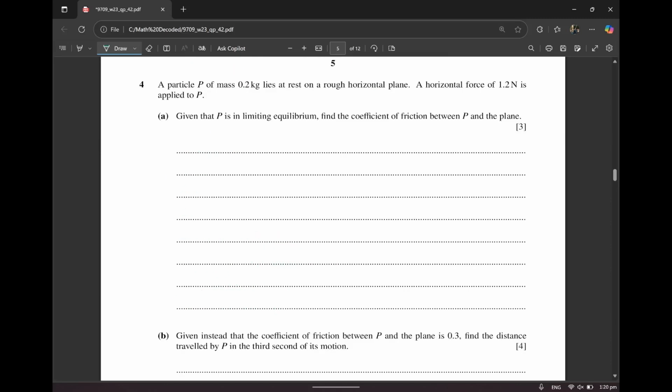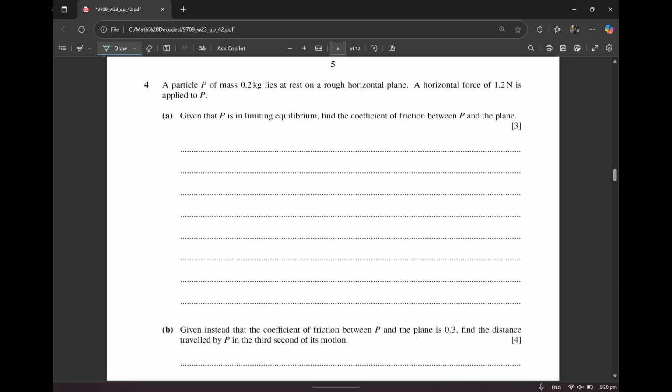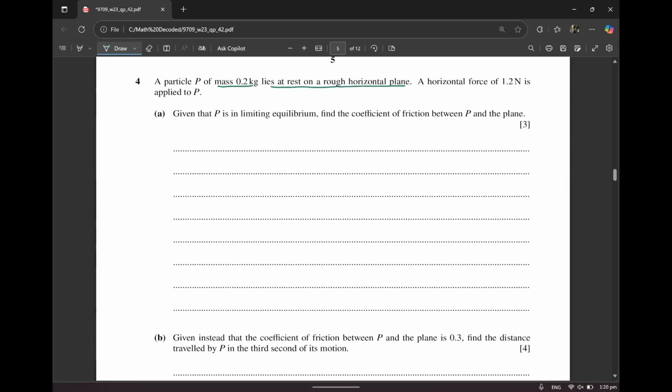All right, moving on to question number 4. It says a particle P of mass 0.2 kg lies at rest on a horizontal rough plane. So it's not an inclined plane anymore. It's a rough plane, a horizontal plane. I'm going to draw out a diagram. This is 0.2 kg, and it says it's a rough plane. A rough plane means friction is present. A horizontal force of 1.2 Newton is applied to P. Given that P is in limiting equilibrium, find the coefficient of friction.